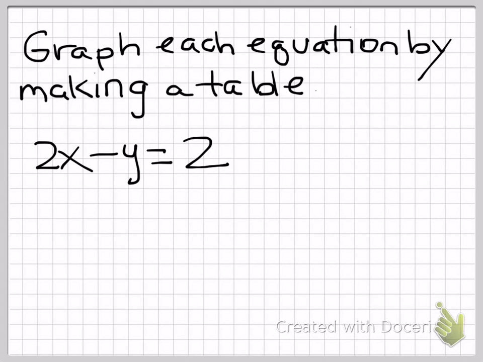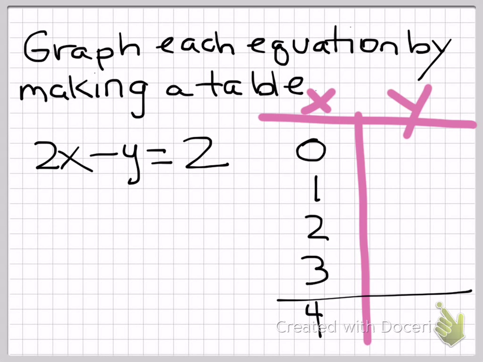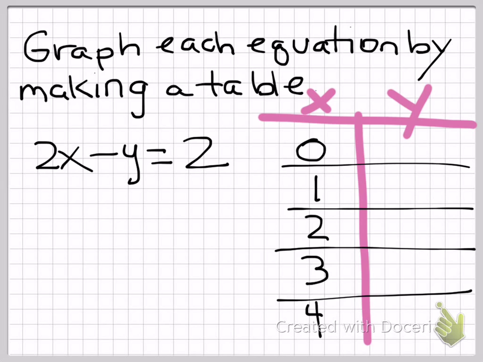Next, we're going to graph the equation by making a table. So this is like your T-charts that you did for your project. We're going to have an X column and a Y column. You can choose points that you like for your X coordinates, so I always go with 0, 1, 2, 3, 4. And then to find my Y coordinates, I just plug in each X coordinate into the equation.